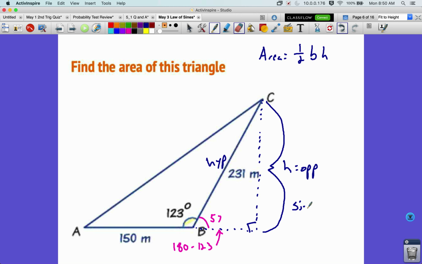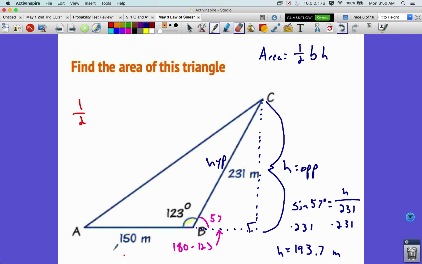So the sine of 57 degrees equals h over, and I know this length is 231. Multiply 231 to both sides. I can plug this whole thing into my calculator. I'll just do it as 231 times sine of 57. Make sure that calculator is still in degree mode, and we get that the height here equals 193.7 meters.